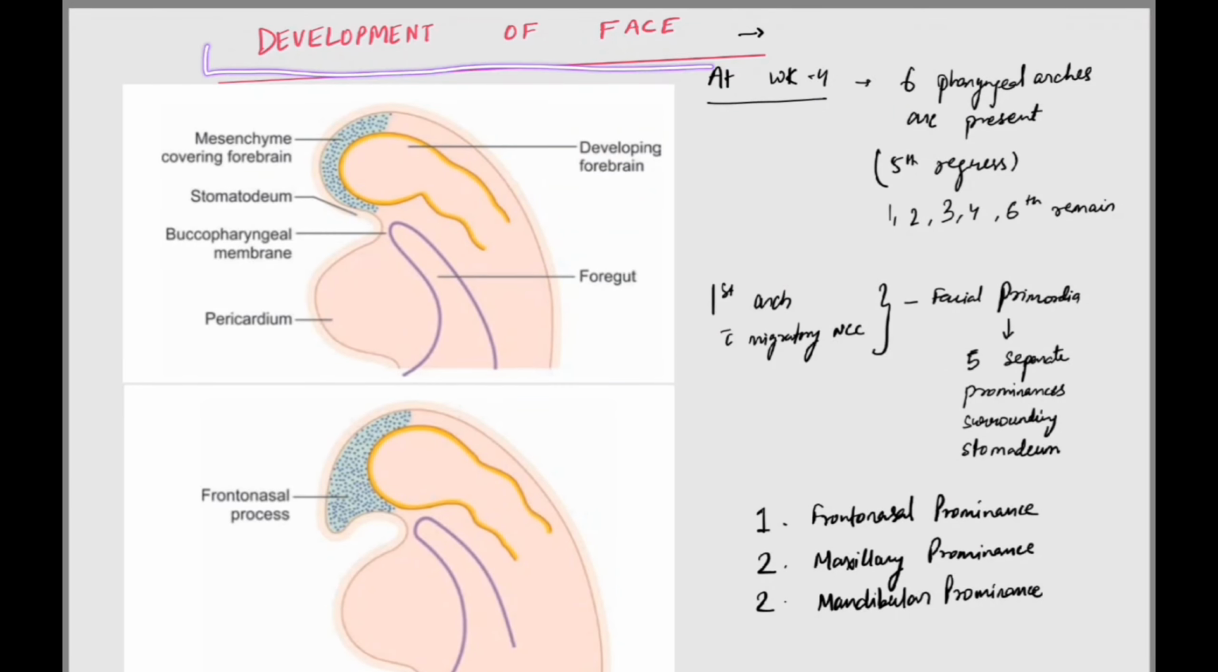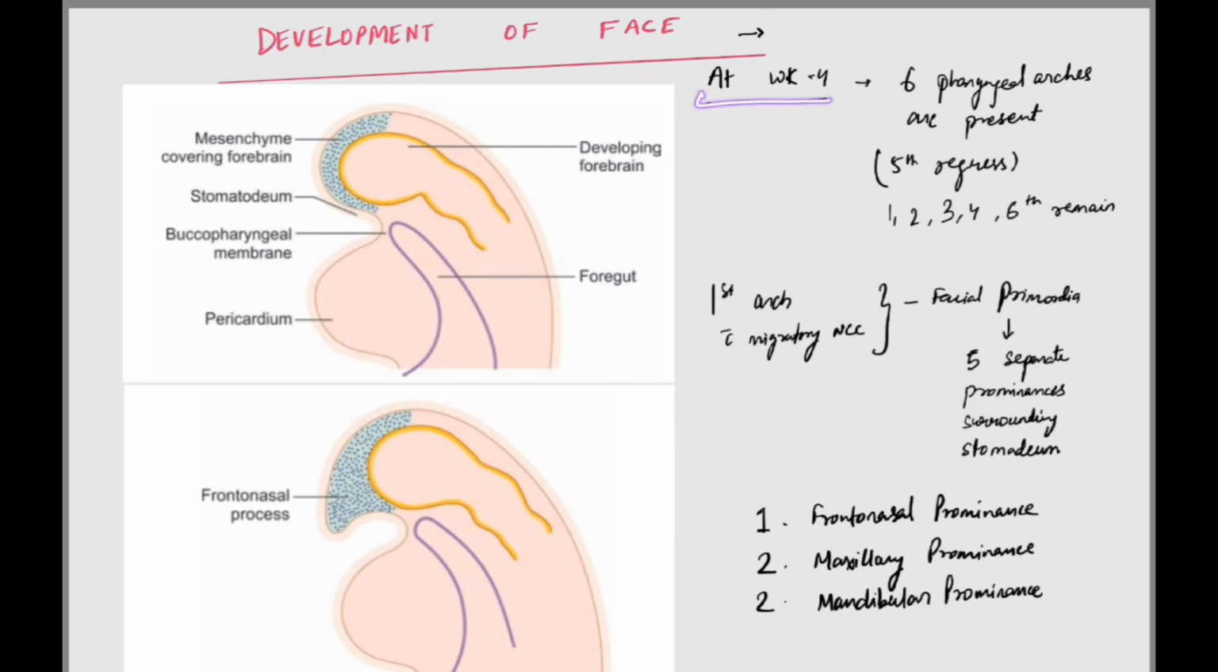In this video we will understand the development of the face. Development of the face is majorly dependent on neural crest cell migration. So let's start from the beginning. The development of the face starts at the age of 4 weeks and is completed at the age of 10.